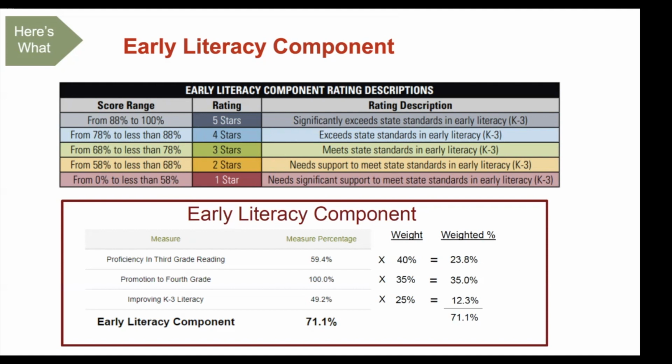Same thing for promotion to 4th grade and improving K-3 literacy. You see the percentages. You see that promotion to 4th grade is 35% of the weight, and improving K-3 literacy is 25% of the weight. When you add all of those things up, that's when you get to your 71.1%. Again, you see at the top of the screen that falls into that green area, which takes you to the 3 stars for the component.